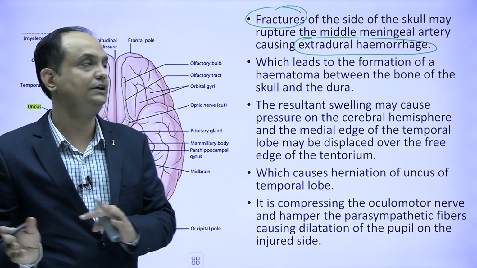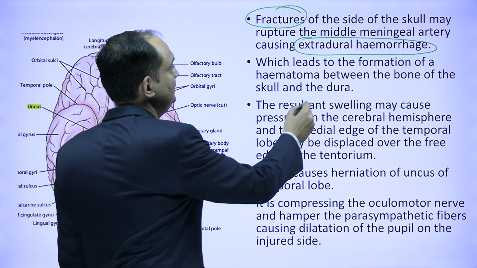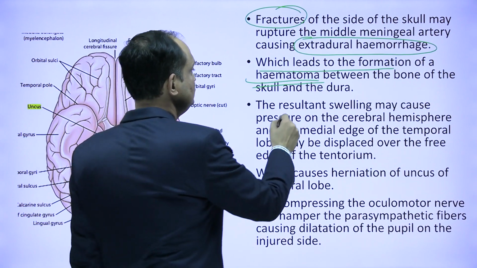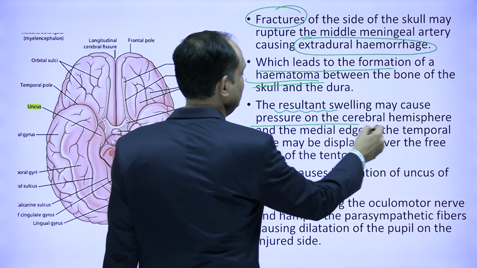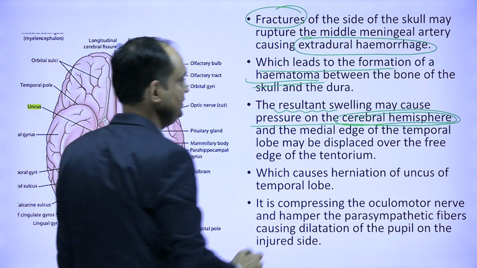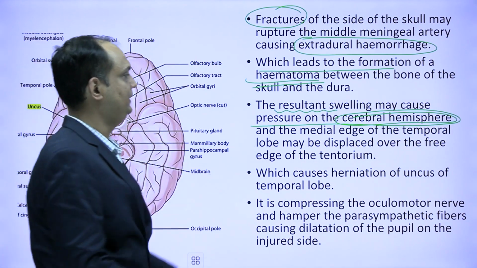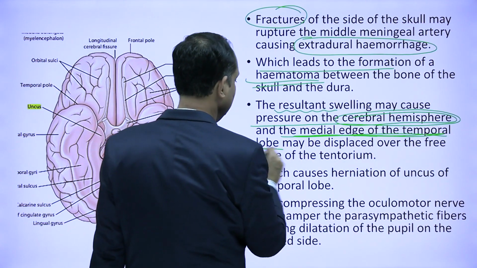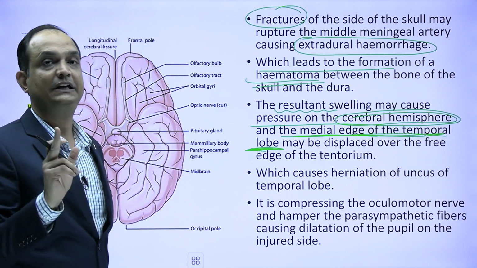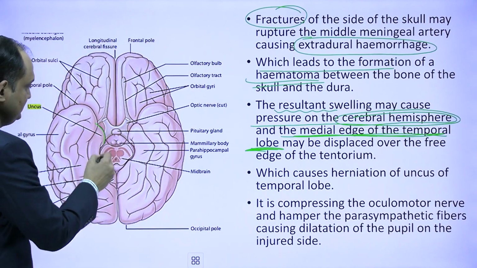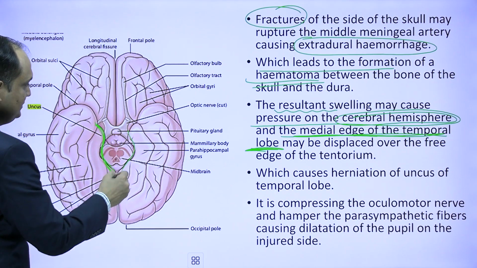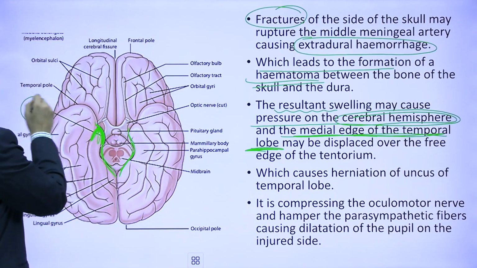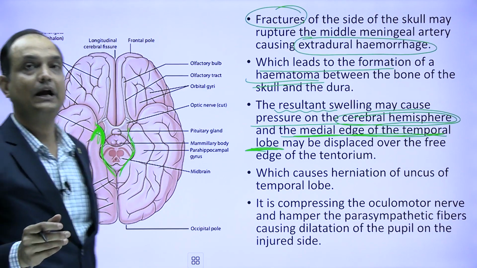But apart from these syndromic features, what will happen? There is a formation of a hematoma between the bone, the skull, and the dura. The swelling may cause pressure on the cerebral hemisphere. This ongoing pressure on the cerebral hemisphere finally produces displacement of the medial margin of the temporal lobe. So this is the medial margin of the temporal lobe. This medial margin has an anterior end here, known as the uncus, which is a part of your hippocampal gyrus.